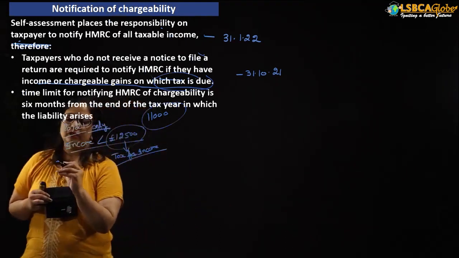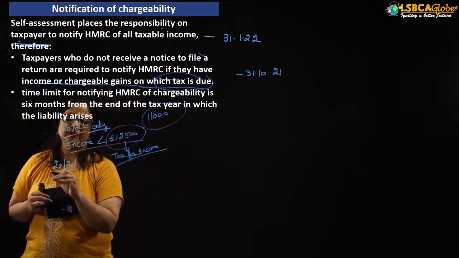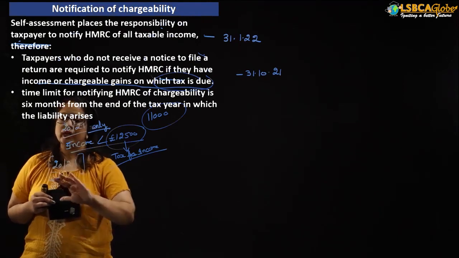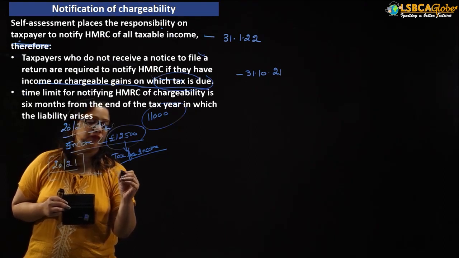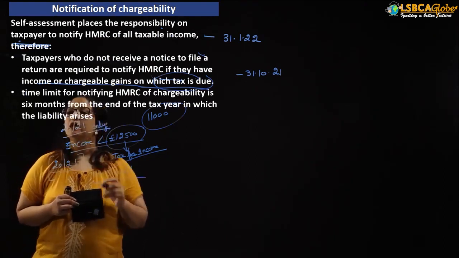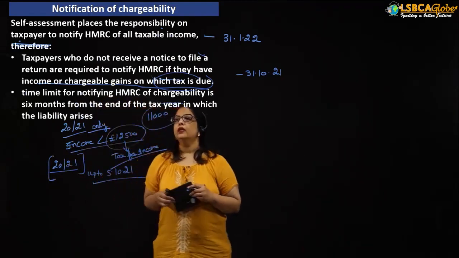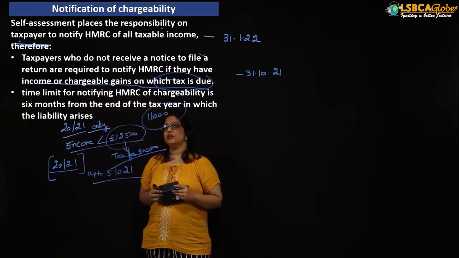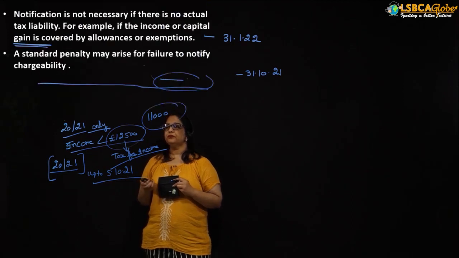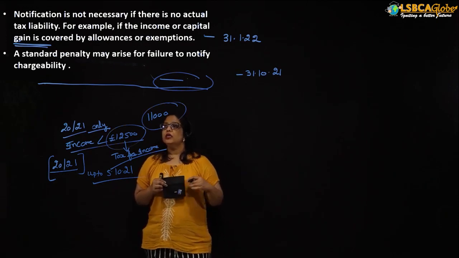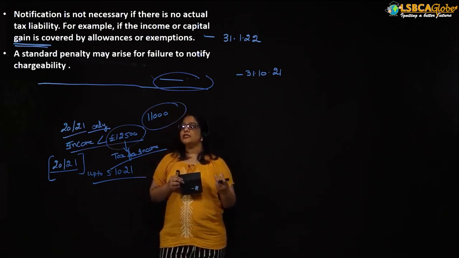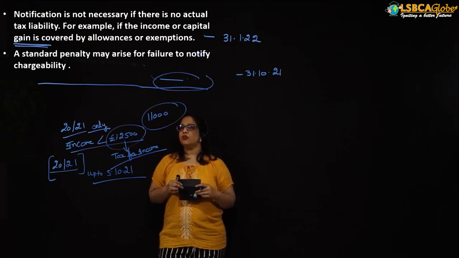It means for 2021, if there is any income in the tax year 2021, the person has to notify HMRC up to 5th October 21. Up to 5th October 21, the person has to notify HMRC. Clear? Now, notification is not necessary if there is no actual tax liability. I have told you, class, if there is no actual tax liability, there is no need to notify HMRC.